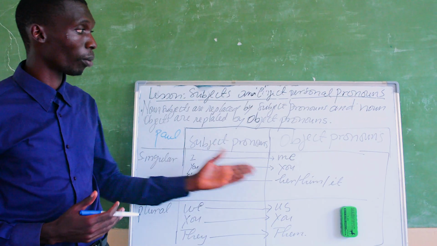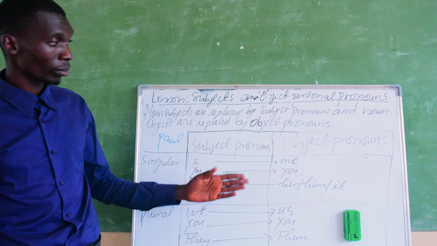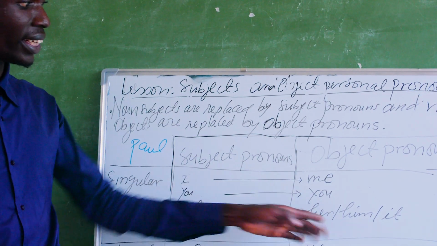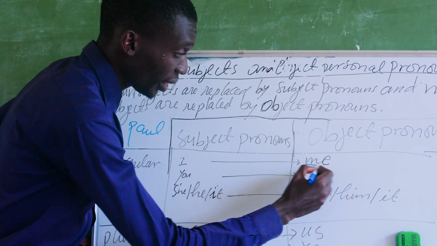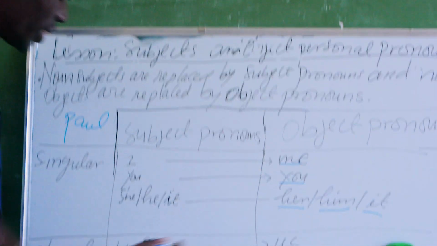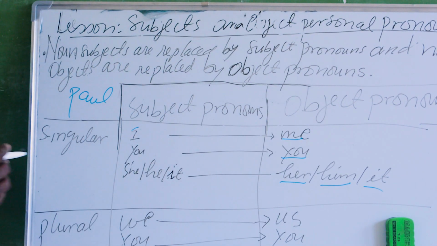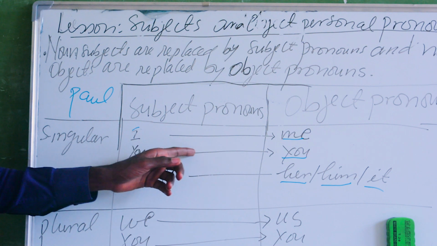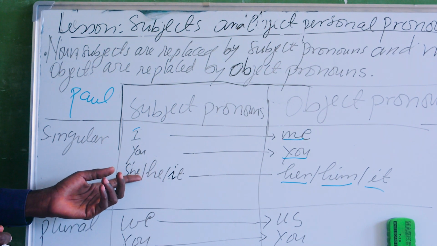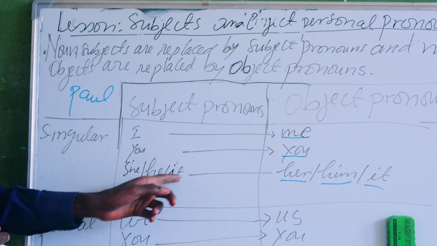Now, let us move to object pronouns. We have me, you, her, him, it. These are all singular. You can see that I corresponds with me. You corresponds with you, so you does not change. She corresponds with her. He corresponds with him. It corresponds with it.